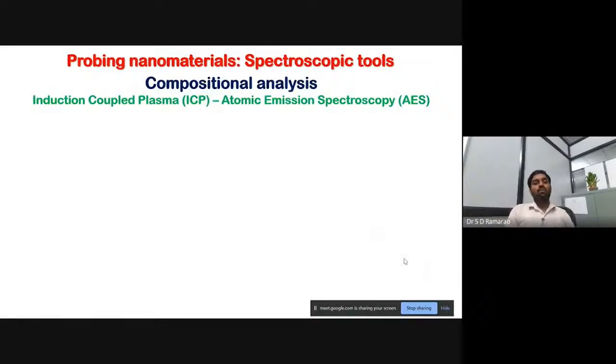And then we go for probing the nanomaterials with the spectroscopic tools. That means now you have an idea how to prepare the nanomaterial from your previous talks, and then how to characterize them. That means internally how to see the structure and how to image them, and how to corroborate your powder XRD data with the TEM.